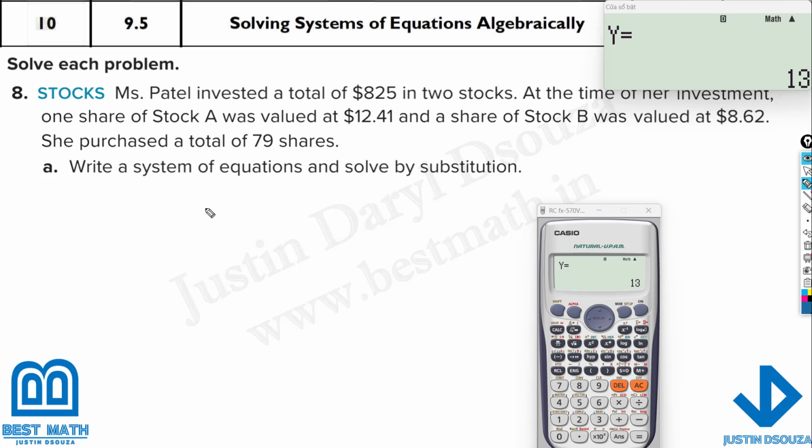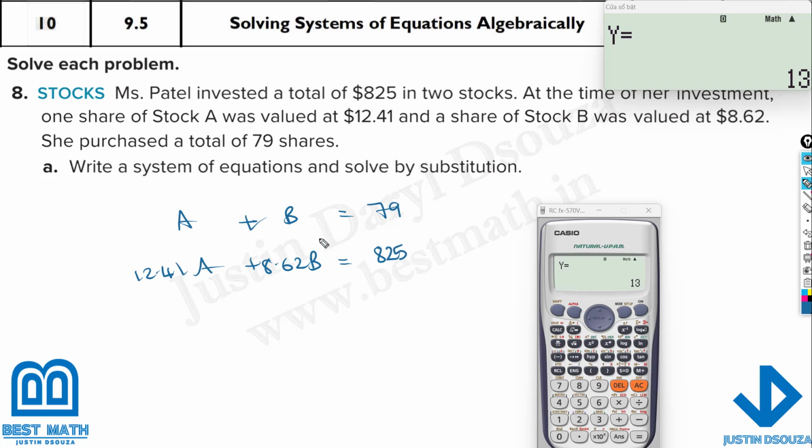So they have given you stock A and B, so I'll just take it as A and B. Stock A and stock B total how many shares? 79. And what is the cost of stock A? It is 12.41A plus 8.62B. That is equal to how much? It is equal to 825.